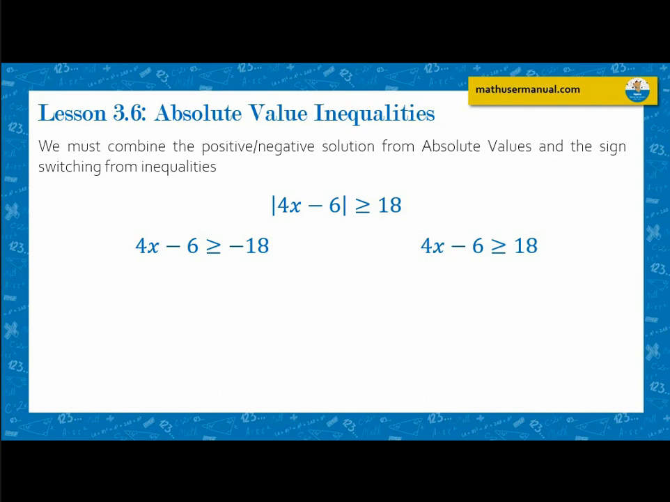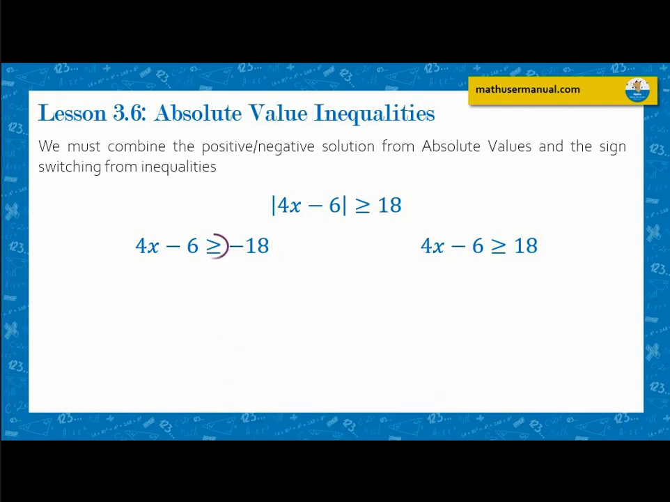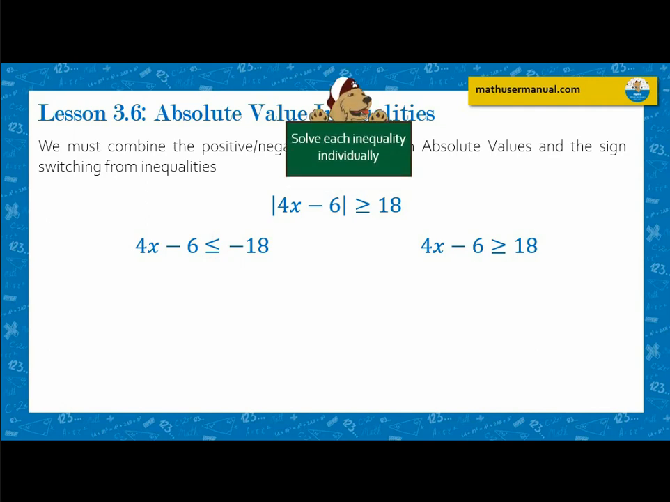Then, when dealing with absolute value inequalities, the equation where we put the negative answer, so in this case the equation with the negative 18, we must take it and switch the sign. So we need to switch the sign of the inequality for this negative solution. What this means is, if this was greater or equal than negative 18, we need to erase it and replace it with lesser or equal than negative 18. So always for the negative solution, we switch the sign of the inequality. For the positive solution, we leave it as it is. Now, we solve each of these inequalities individually.